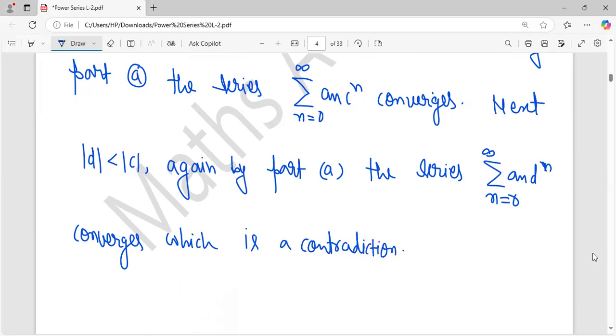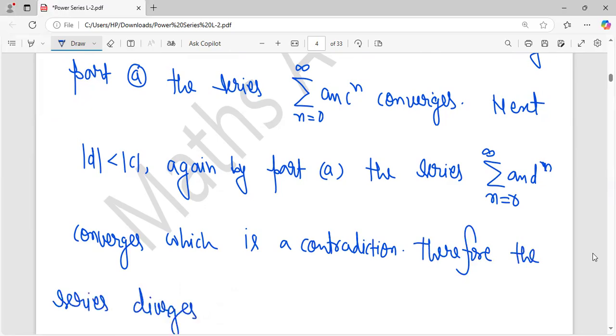Hence, therefore, the series diverges for x such that the absolute value of x is greater than the absolute value of d. So this result is true.